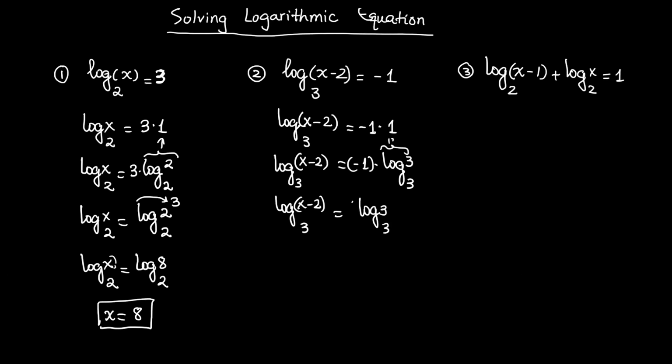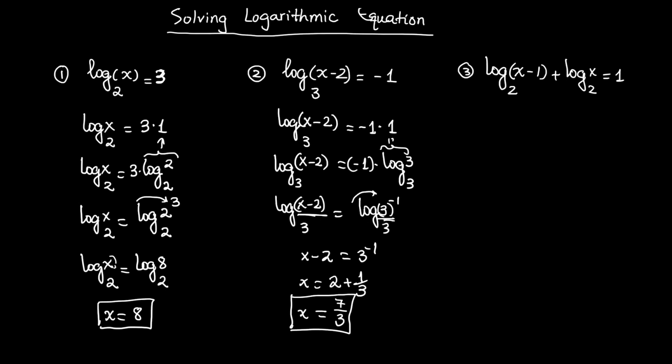The minus 1 can come up on top, 3 to the power of minus 1. So I have log on both sides and the same base. That means x minus 2 has to be equal to 3 to the power of minus 1. Then x equals 2 plus 1 over 3. x is just equal to 7 over 3.